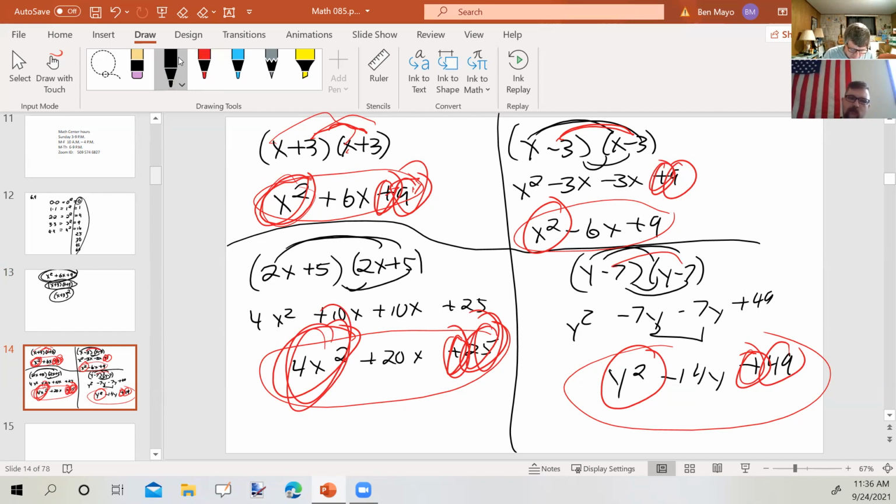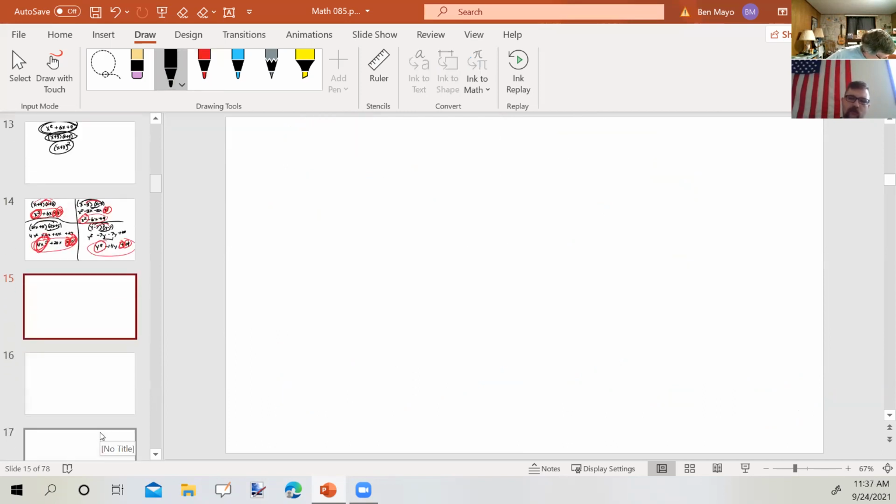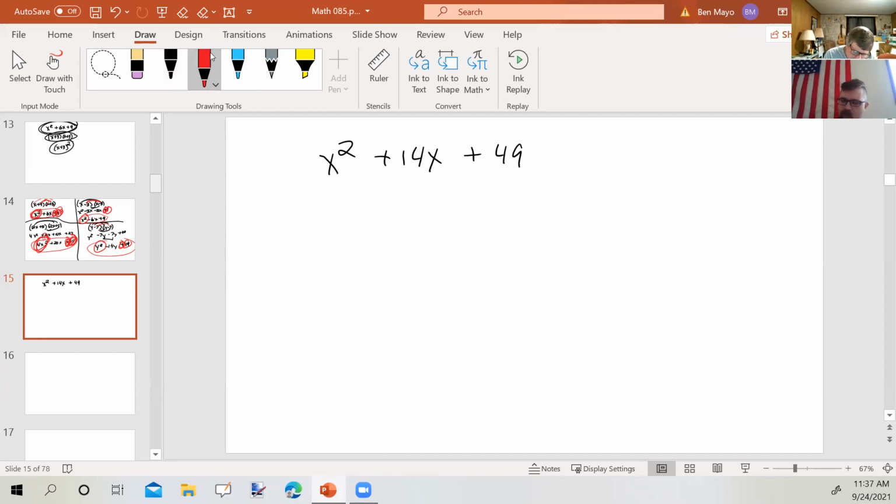Okay, so let's see here. How about this? x squared plus 14x plus 49. Is this a perfect square trinomial? Well, x squared is a perfect square, or just even a square. 49 is a square, and there's a plus sign there. So far it looks good, but let's determine whether it is.